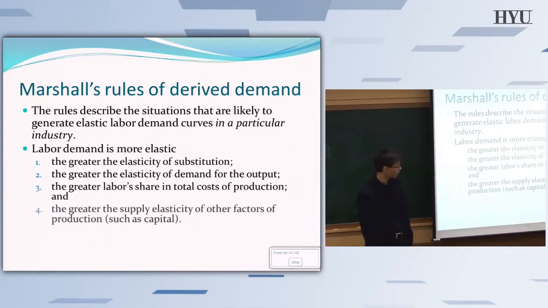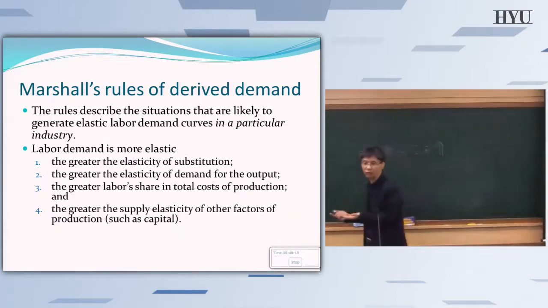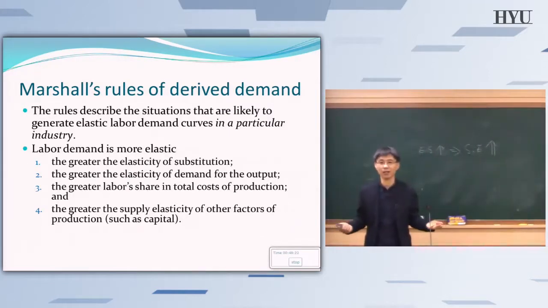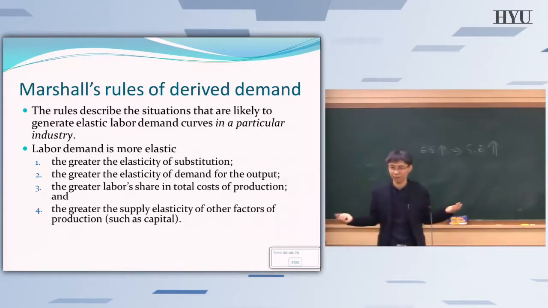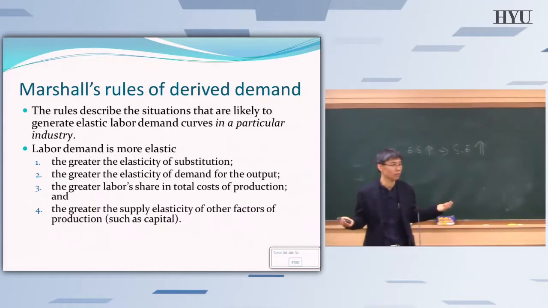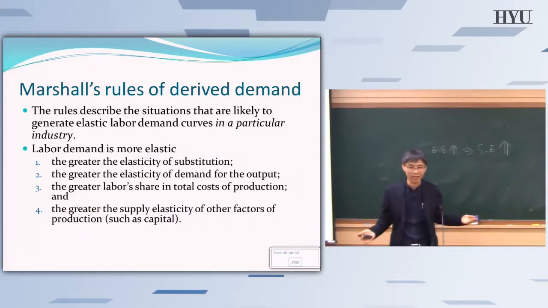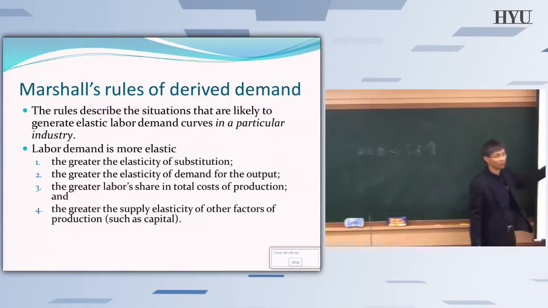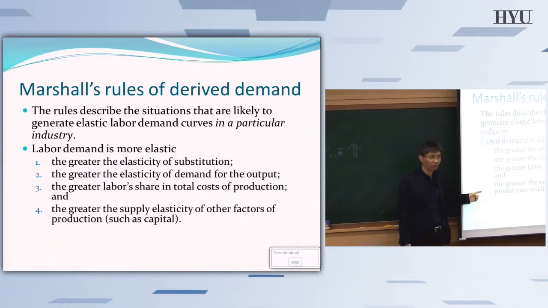Last one is the greater the supply elasticity of other factors of production. In this case, this Google thing again: the driver got more expensive. So now you think, we have to buy that new driverless truck. But whether you can actually do it will depend on how elastic the supply of that driverless truck is. There will be more demand for the truck, but let's say it takes a year to make 10 trucks. Now, obviously, even if you want to substitute, you cannot do it. But let's say they can now make 100 trucks a day. It gets much easier to find this substitute. So it depends not only on how easily substitutable, but also on how easily you can get that substitute.